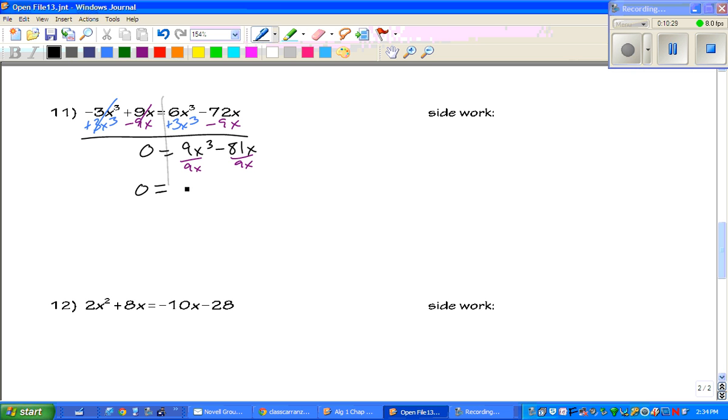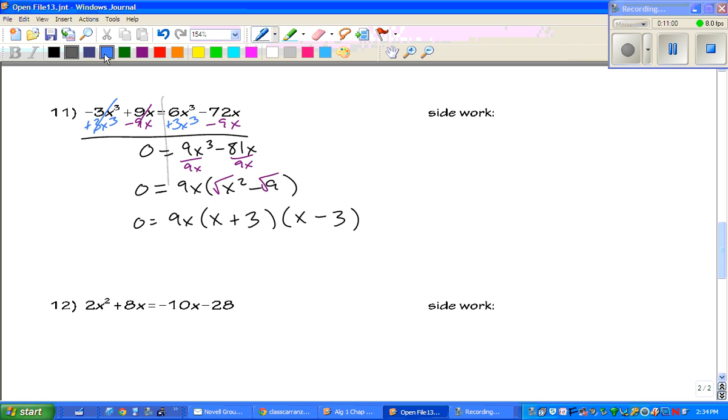So we get 0 equals 9x, and we're left with x squared minus 9. Now, this is the difference of two squares. The square root of x squared is x. One's a plus, one's a minus. And the square root of 9 is 3.